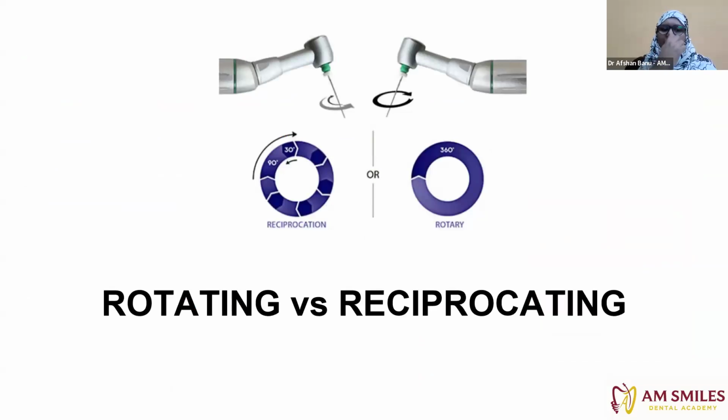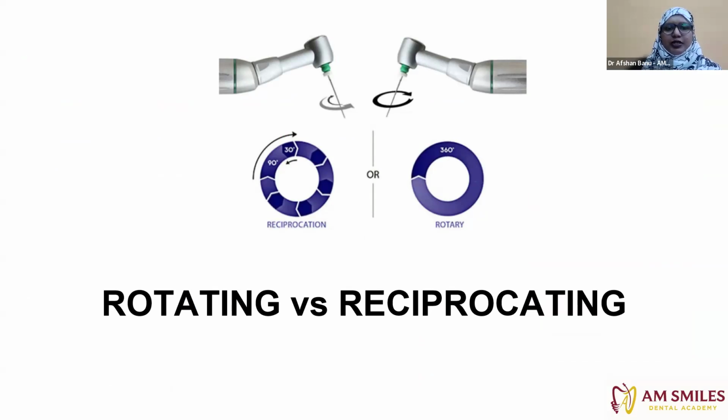And then coming to your rotating and reciprocating motion. There are two file systems in general that are available in the market. One is your rotating and another is your reciprocating. Rotating is nothing but your file just rotating in an anticlockwise or clockwise direction. So nothing much to think about.